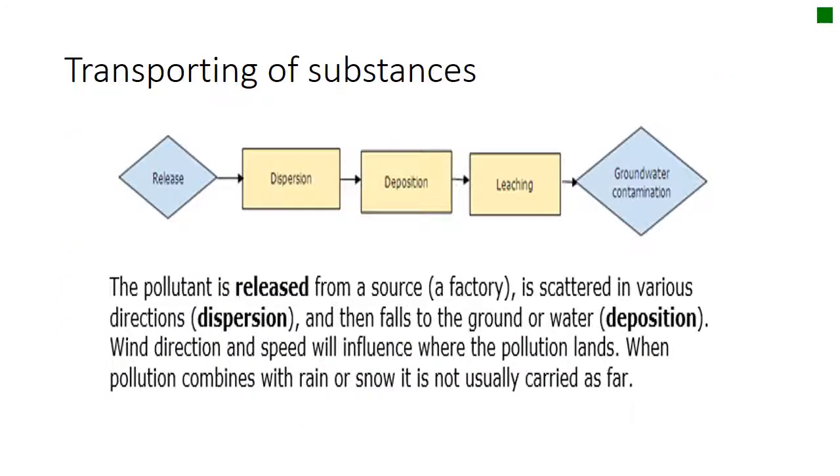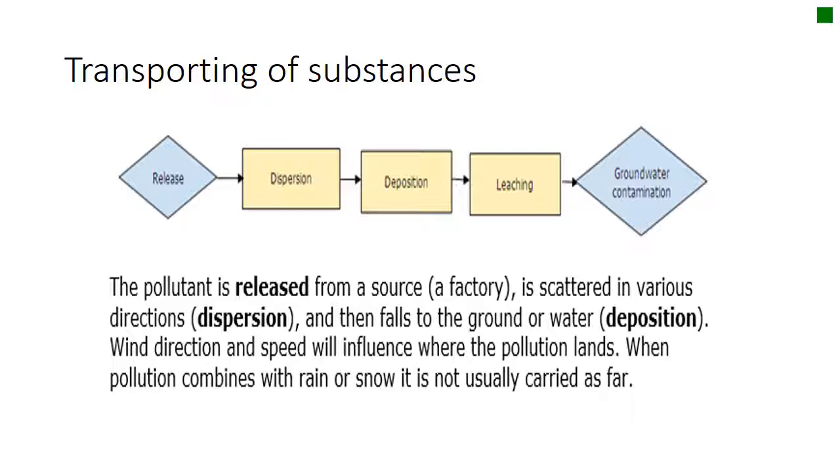Okay, how do substances get transported? Well, they get transported through release, dispersion, deposition, and leaching, and that's groundwater contamination. So that's how it happens. It's released from a source, it's scattered in many directions, then it falls to the ground or gets into the water, and that's called deposition. Wind direction and speed are going to influence where the pollution lands, and also if it gets into precipitation. If it gets into precipitation, it's not going to travel as far as it would if the wind just carries it.